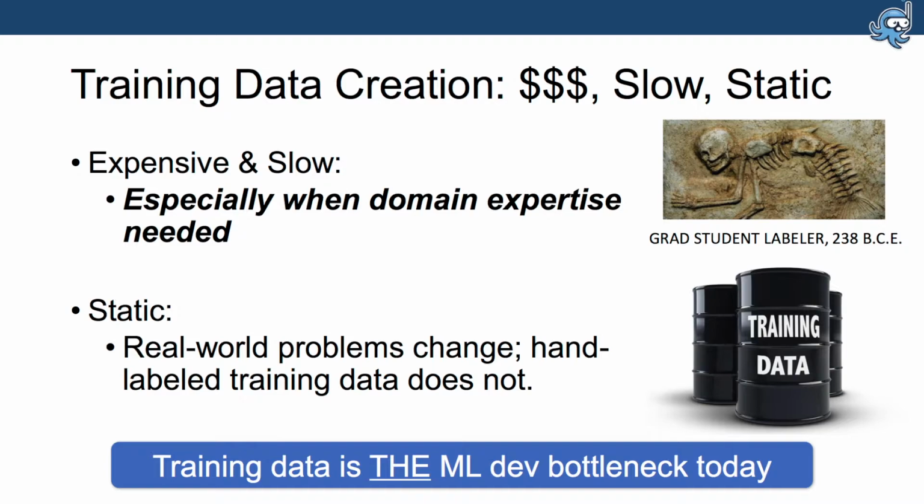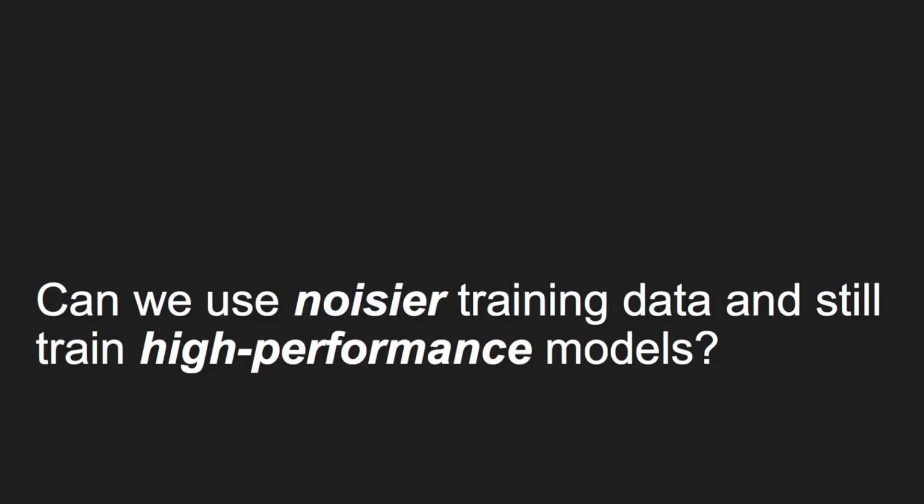So for this reason, if people have been saying that data is the new oil in machine learning, sometimes we like to say around here that training data is actually the new oil, because it's the most valuable input into the machine learning pipeline. Hopefully this has motivated the question: what can we do to get around this bottleneck? Can we use things that are less expensive to obtain than hand-labeled training data, but maybe not as high quality, and still create good machine learning models? Hopefully we'll convince you in the next couple of days that the answer is yes. And that's where Snorkel comes in.